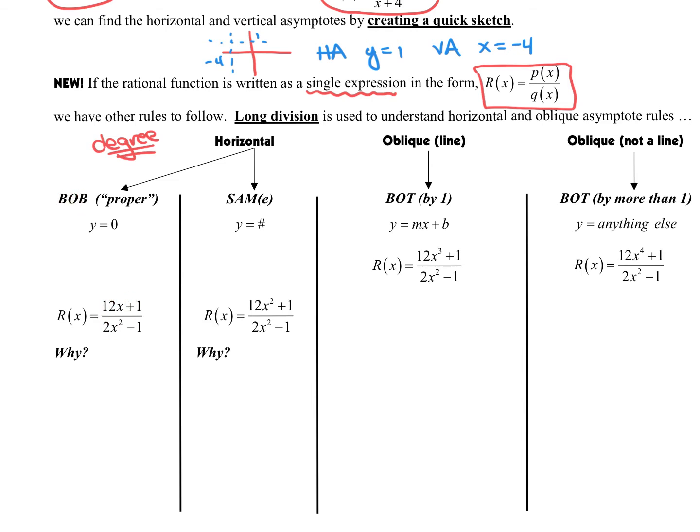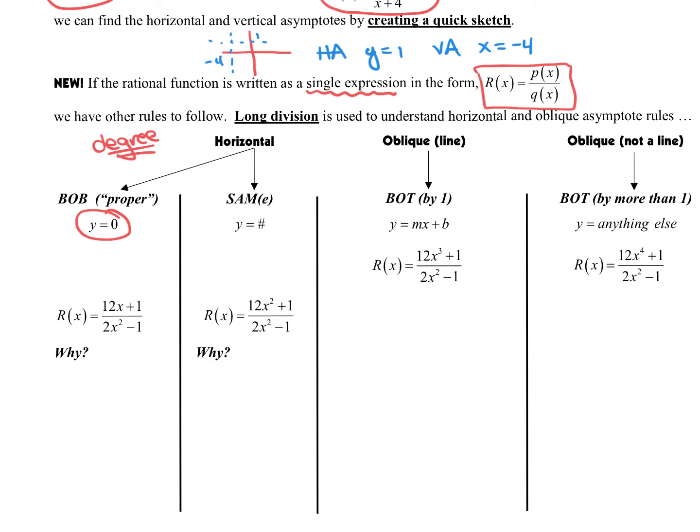So if the degree in the numerator, for example, let's look down here. We're going to call this one a BOB. So if the degree in this numerator is smaller than the denominator, we're going to call this a BOB, bigger on the bottom, and you might want to write that down. So we can see here that my degree on the bottom is bigger, so I'm bigger on the bottom. Then you don't have any other work to do. Your horizontal asymptote is automatically y equals 0.